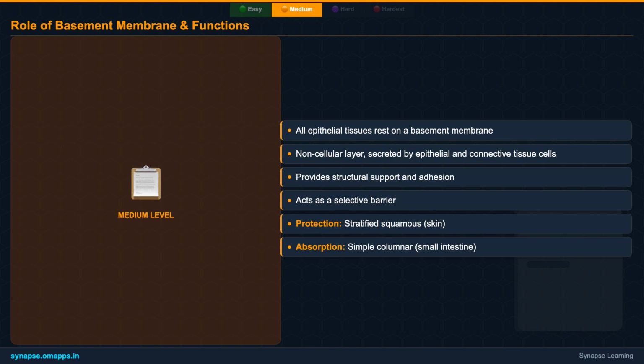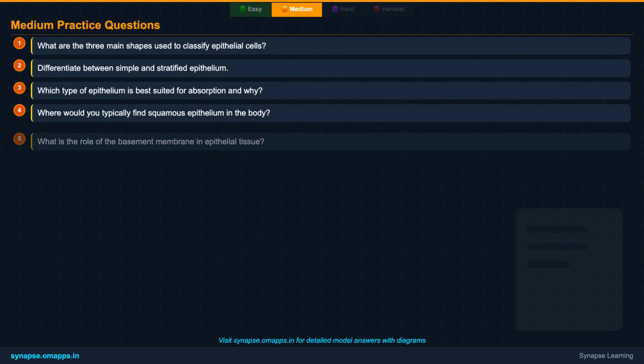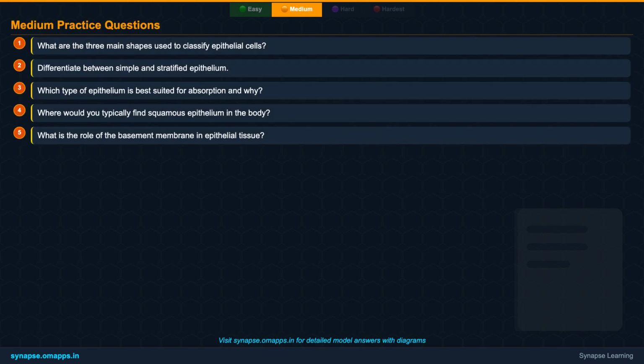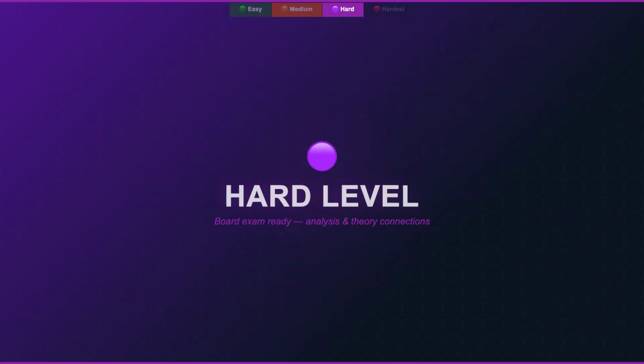Time to challenge your knowledge a bit more. Here are 5 questions for you. What are the 3 main shapes used to classify epithelial cells? Differentiate between simple and stratified epithelium. Which type of epithelium is best suited for absorption and why? Where would you typically find squamous epithelium in the body? And finally, what is the role of the basement membrane in epithelial tissue? Take your time to recall the details. Ready to go deeper?